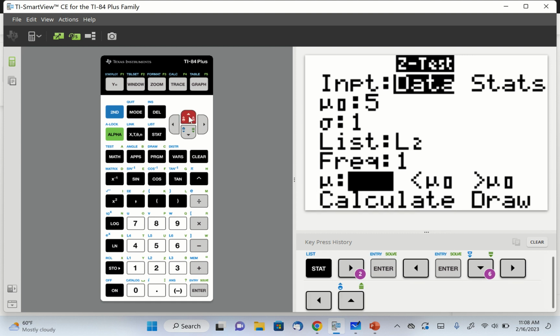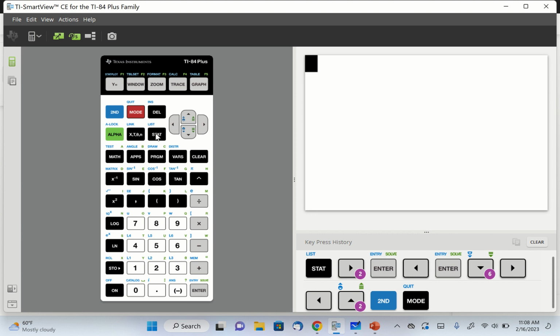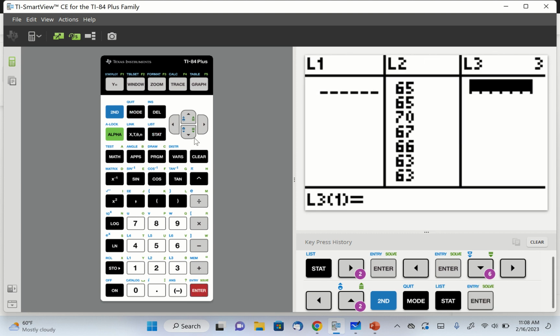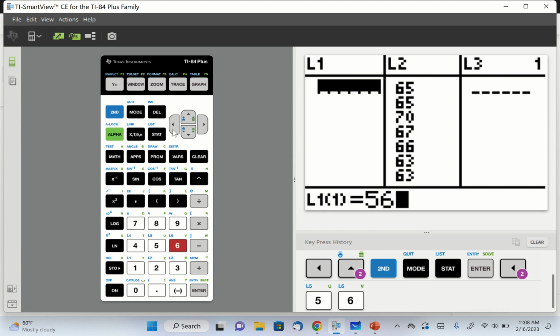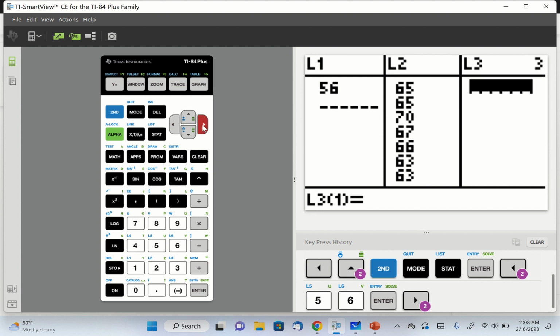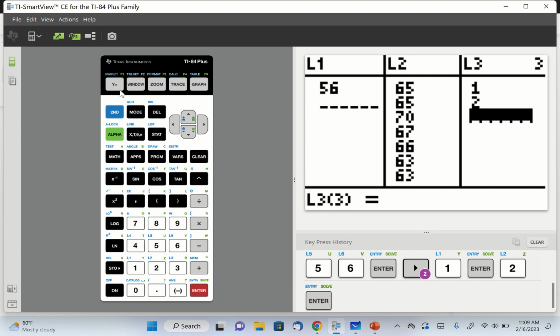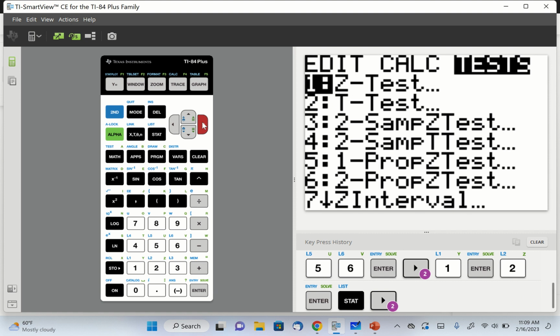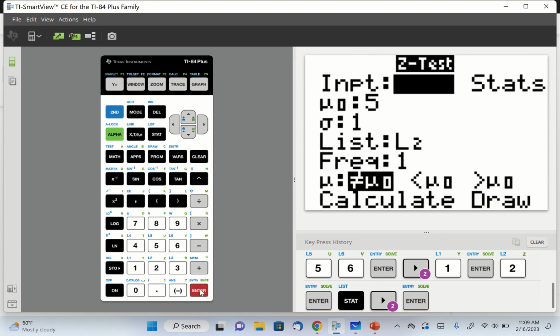So let's take a look at how to enter the data first, and then we'll come back to this screen. If you had data given, you would go to Stat, Edit, option 1, and type in your data. So type in the values and hit enter each time. If you had frequency also given, find another empty list and type in the frequencies on that if need be. Okay, so let's go back to Stat, Tests, option 1, since we are using z-test.